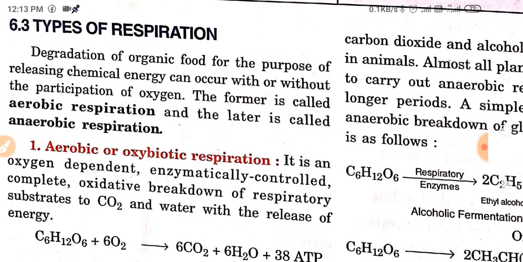Degradation of organic food for the purpose of releasing chemical energy can occur with or without the participation of oxygen. The former is called aerobic respiration and the latter is called anaerobic respiration. As I told you earlier, the process which happens in the presence of oxygen is called aerobic respiration, and the one which can occur with or without oxygen, it's not necessary that oxygen is present or not present, it can occur in both ways, is called anaerobic respiration.